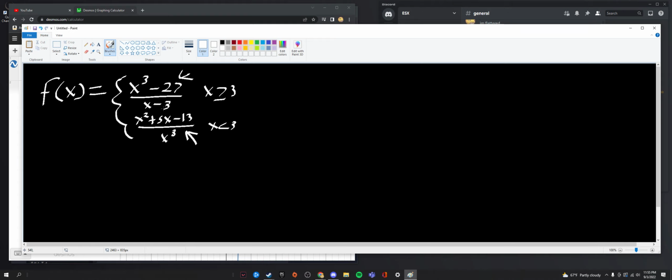So here we're gonna take the limit. So let's take the limit as x approaches 3, and this time we're gonna do it from the positive side. So that way we will have to use x cubed minus 27 over x minus 3. So let's write that down. And I should probably explain what a limit is.